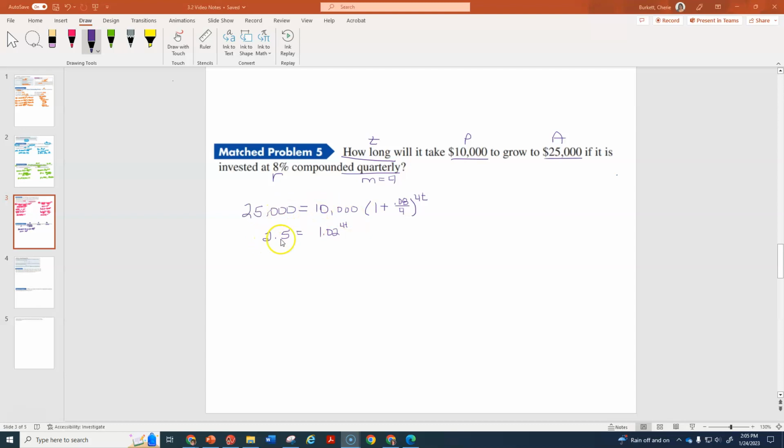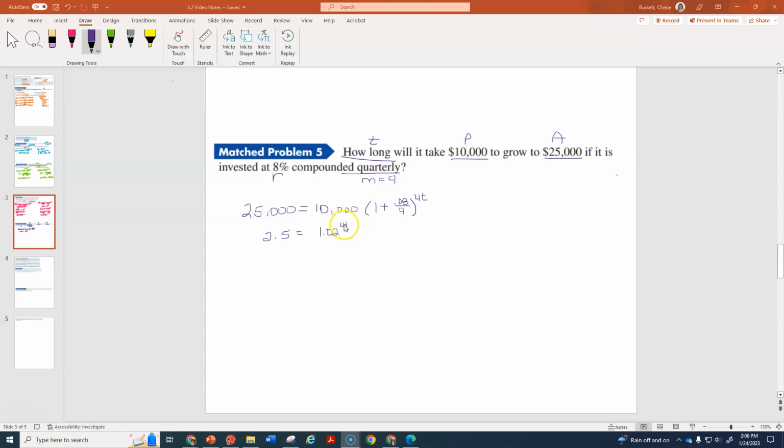25,000 divided by 10,000 gives me 2.5. I can go ahead and do 0.08 divided by 4. That's 0.02. Add that to 1 to simplify my problem. Now I'm to the point where I've got to solve for this exponent right here. The exponent is a variable. So how do I solve? I take the log of both sides.